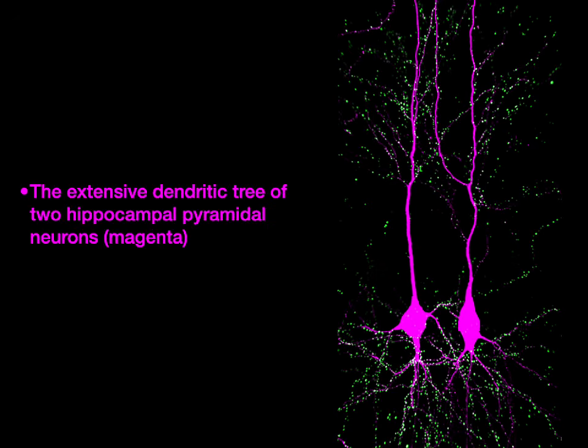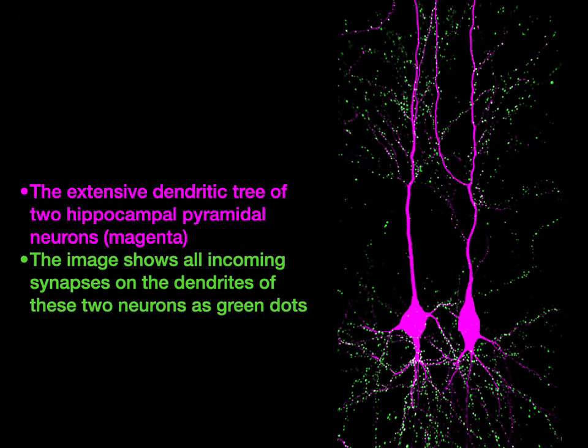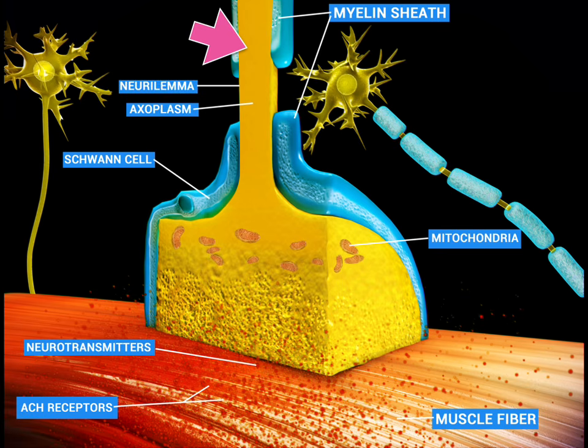In this picture, in magenta, it's showing the extensive dendritic tree of two hippocampal pyramidal neurons. And the image shows all incoming synapses on the dendrites of these two neurons as green dots. It gives you an idea of the magnitude of synaptic inputs on dendrites. This is another illustration that's showing the pink arrow showing the axon.